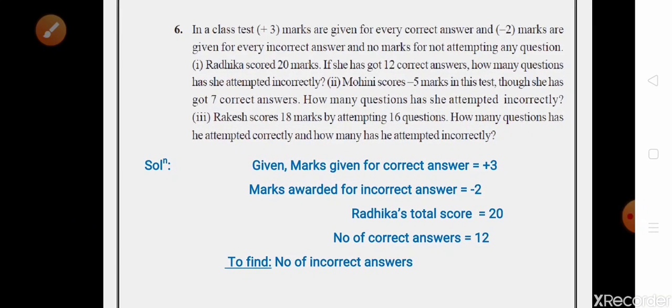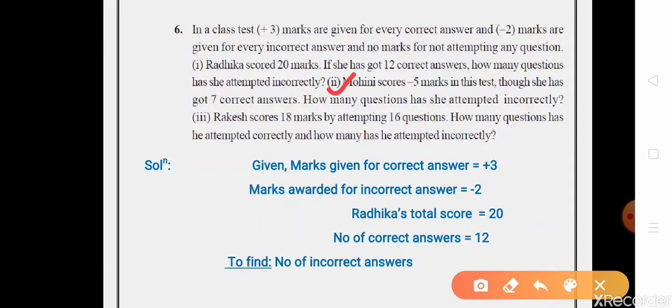Yeah, this is the second part. Mohini scores minus 5 marks in this test. So, all total her marks is minus 5, though she has got 7 correct answers. How many questions has she attempted incorrectly? Almost similar to what we did in question number 1. You go through the solution of question number 1, and I'm very sure you will be able to solve question number 2. This is for you.